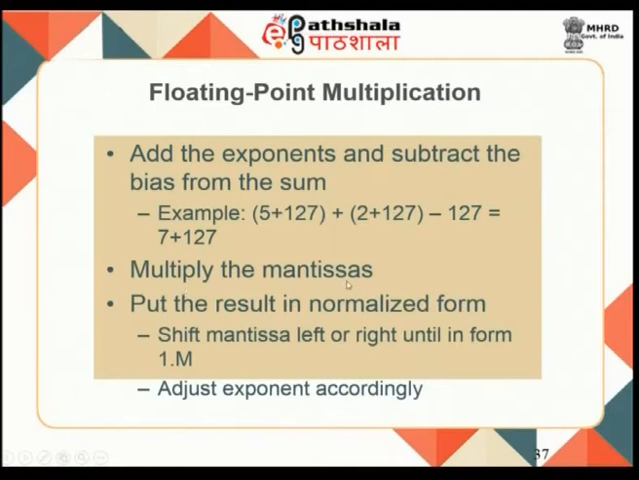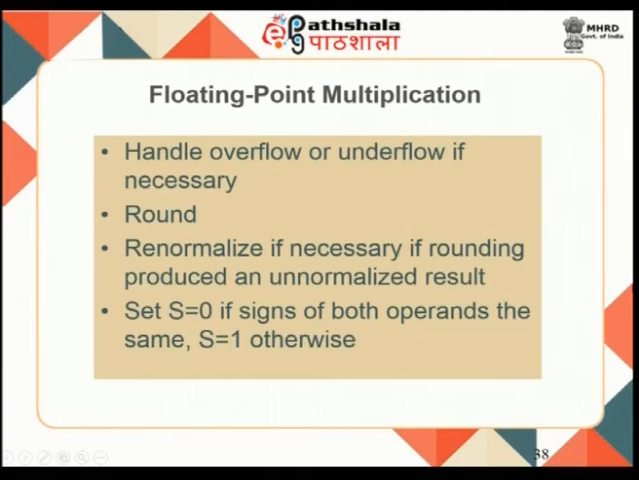So, once this operation is done, do the usual multiplication operation. We have already studied multipliers. So, a normal multiplier is used for multiplying the mantissas, and once the multiplication process is over, the result may not be available in the normalized form. So, you will have to put the result in normalized form. For that you will have to shift the mantissa left or right until it is in the normalized form of 1.xxx, and then accordingly adjust the exponent value.